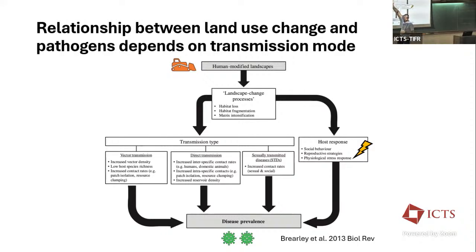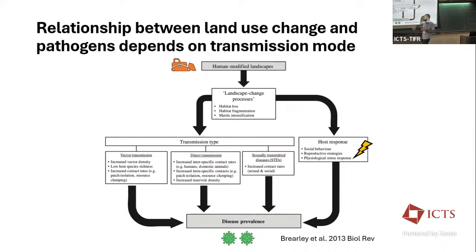The effect of those land use changes may change disease prevalence for different transmission modes a little bit differently, right? So for vector-borne transmission, you might expect that land use change may increase vector density. You might also lead to low host species richness. So you might end up with fewer host species there, and maybe a higher proportion of those species are susceptible to infection. It may contribute more to pathogen maintenance, sort of like the dilution hypothesis.